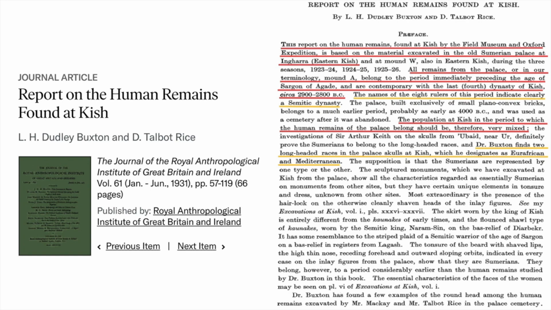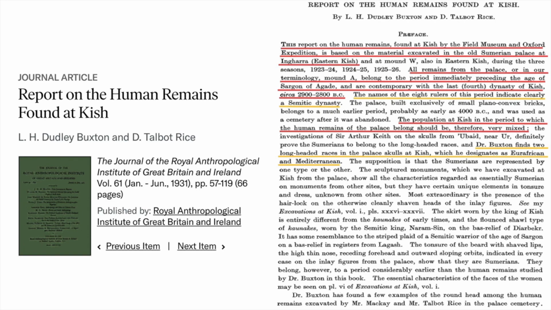circa 2900 through 2800 BC. The names of the 8 rulers of this period indicate clearly a Semitic dynasty. The population at Kish in the period to which the human remains of the palace belong should therefore be very mixed. Dr. Buxton finds 2 long-headed races in the palace skulls at Kish, which he designates as Euro-African and Mediterranean.